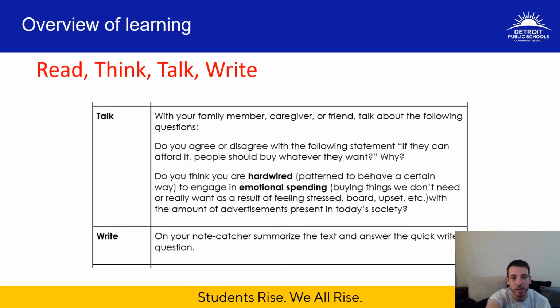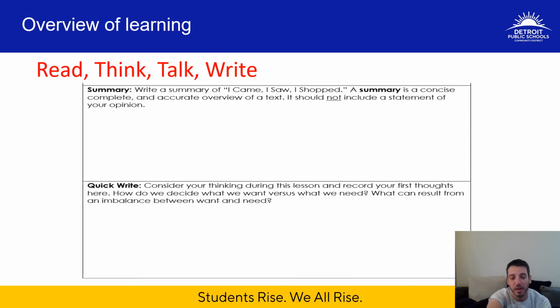Now, if you keep reading, you're going to see information about the talk component. So here you actually have to talk with a family member, caregiver, or a friend about what you just read, and there's a discussion question listed there for you. Then there's a writing piece where you have to write and collect your thoughts from what you just read. And just like the jumpstart that I mentioned before, these writing assignments, so the summary and the quick write, are also on the note catcher that's provided in the packet.